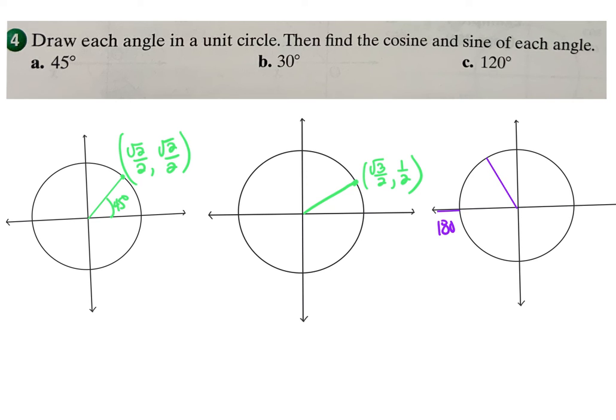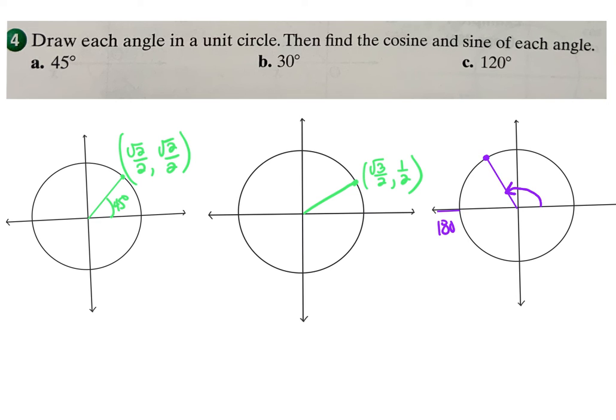All right? Now here's the thing. My angle itself that I'm talking about is this, right? You can use a coterminal angle to figure out your sine and cosine because it's going to have the same terminating point.